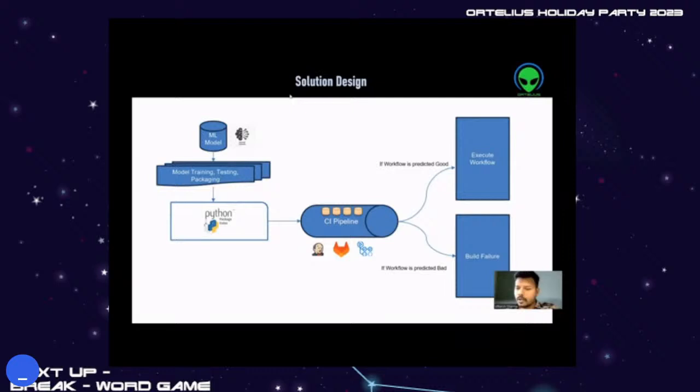And let's say your package has predicted the workflow is good, so you can go ahead and execute the workflow. But in case your prediction is bad for your workflow, you can add your own remediation steps. You can even stop your build, or you can add other things like a notification or something.